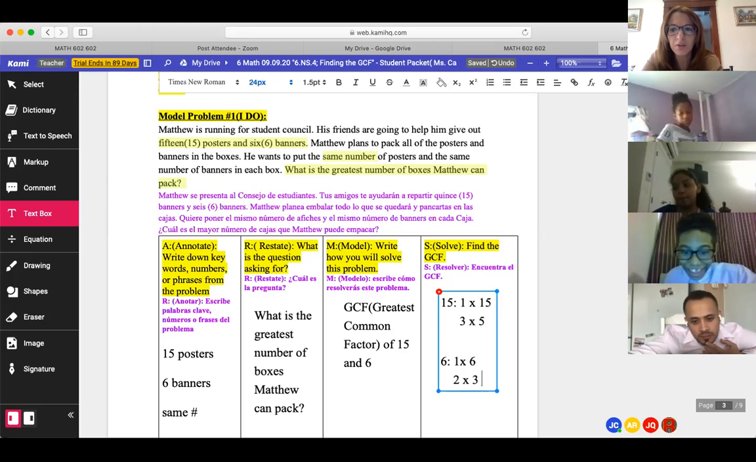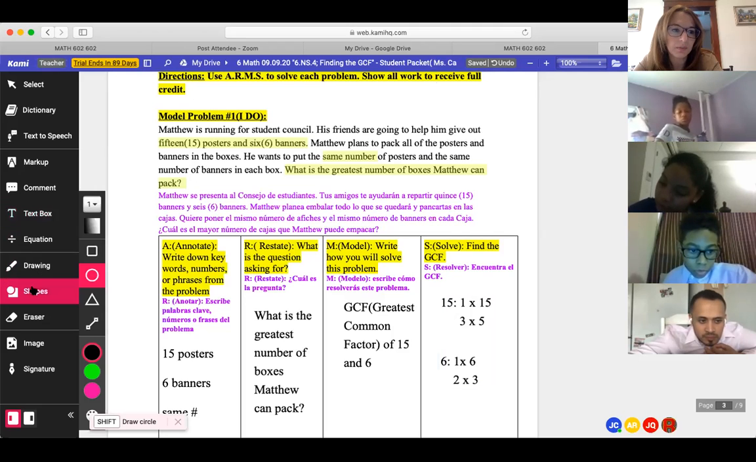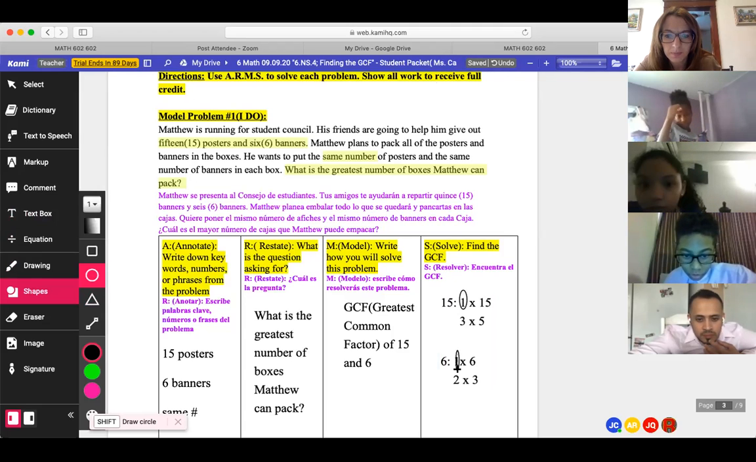Okay, now that we got all the factors, which are all the numbers that make up this product, the 15 and the 6, we're now going to circle what's in common. So we see that they share a 1. Both 15 and 6 share a 1. And they both share a 3.